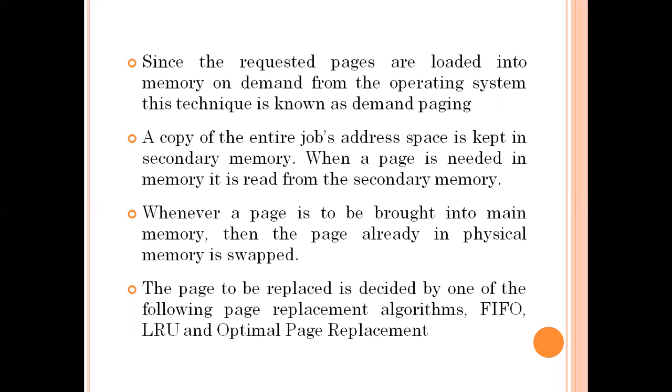So initially, a copy of the entire job address space is kept in the secondary memory, and whenever a page is needed in the physical memory, it is brought from the secondary memory to the primary memory. Initially, all the pages are there in the secondary memory. During execution, if the processor wants to execute, it needs page 1, followed by page 2, then page 3, etc. Then one by one, they are brought from the secondary memory to the primary memory. Since they are brought one by one, only after getting the demand from the processor, it is called demand paging.